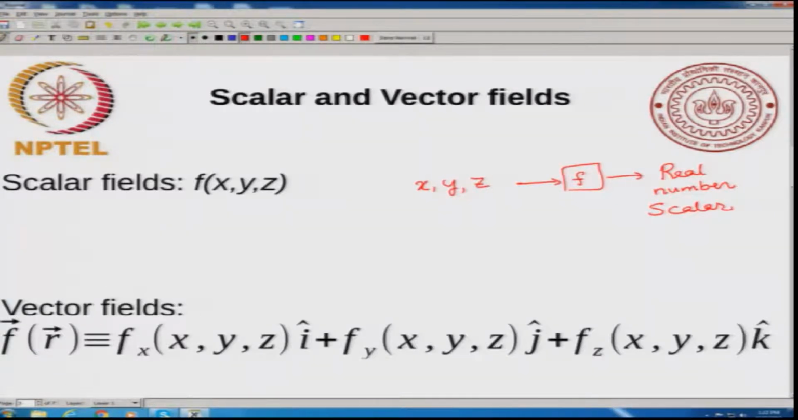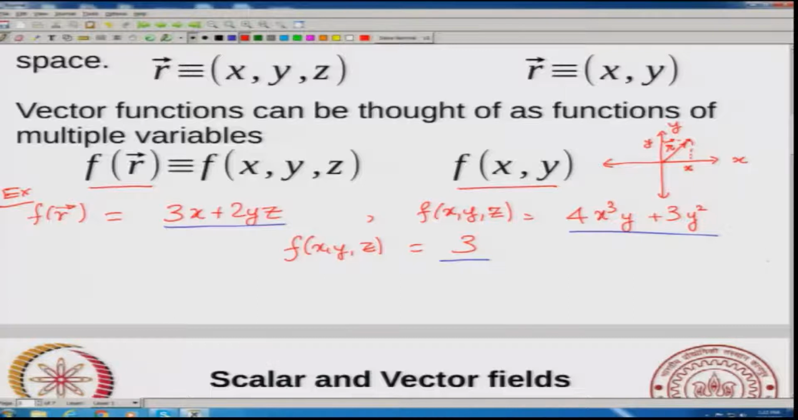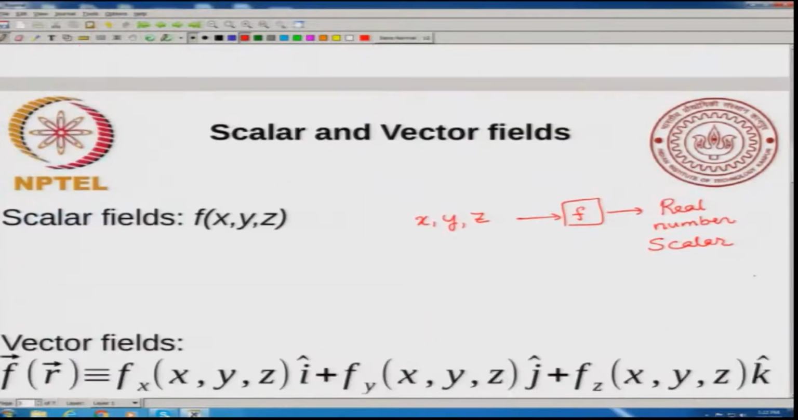Okay. So, this is called a scalar field. And the examples that we talked about here are all examples of scalar fields. In scalar fields you have the function which is just a scalar. That means given x y z, it returns a real number or a scalar.